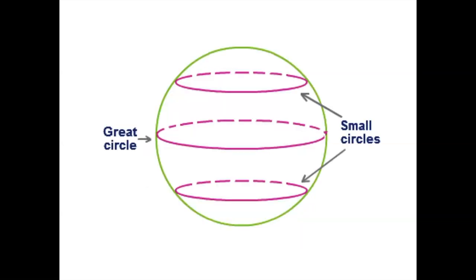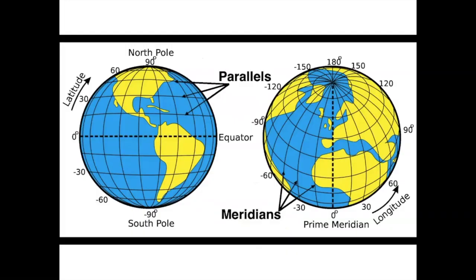A sphere can be sectioned by small circles or great circles. The great circle is the one that passes through the center. Small circles are the ones that do not pass through the center. You have parallels and meridians on the Earth. Meridians are great circles. They all intersect at the poles and bisect the sphere. Parallels are not. Parallels are lines of constant latitude, and they are small circles. Meridians are lines of constant longitude.